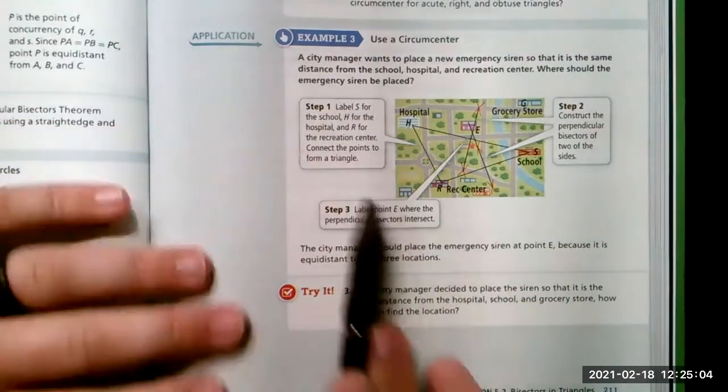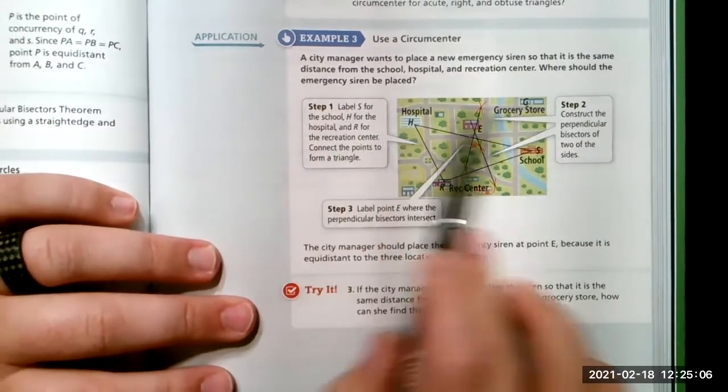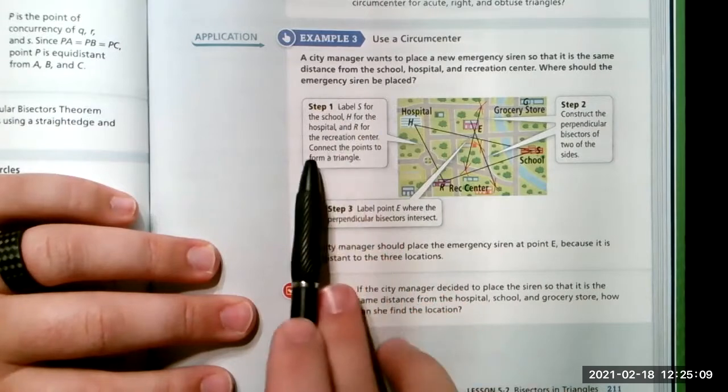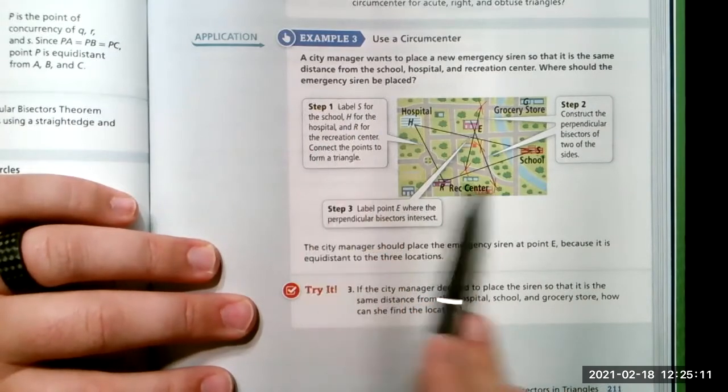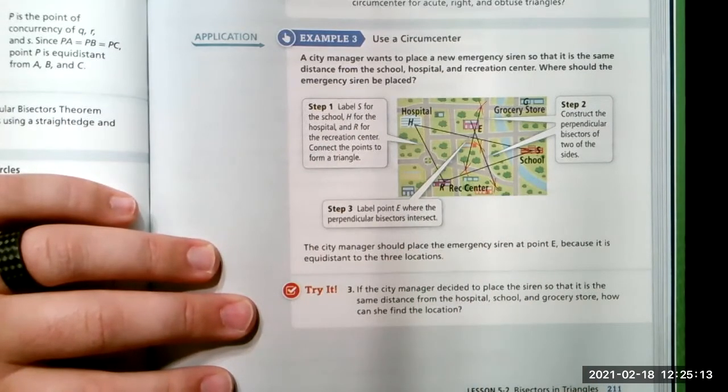Okay, so here's how we do it. They're setting this up. So label S for school, H for hospital, R for rec center, and connect the points to make a triangle. We already talked about that.